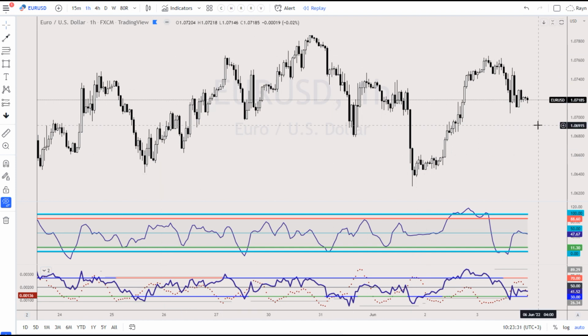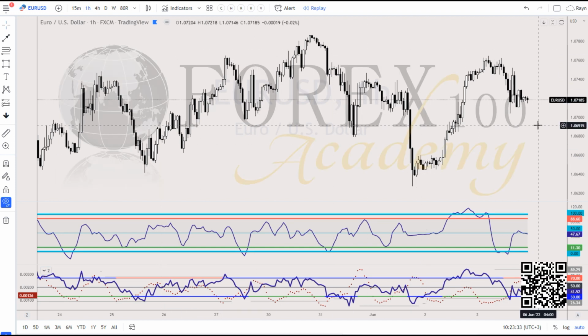Back to our analysis over here on the 1-hour chart. Pretty much you can read it as a sideways market setup, and let's see if there is any potential harmonic pattern we can look into.